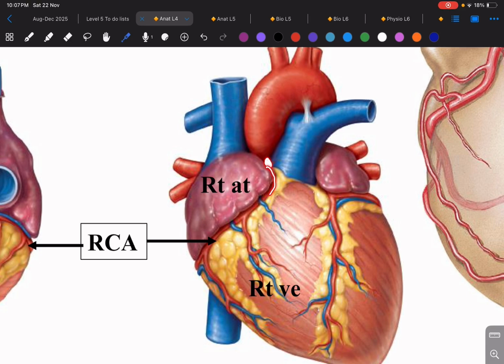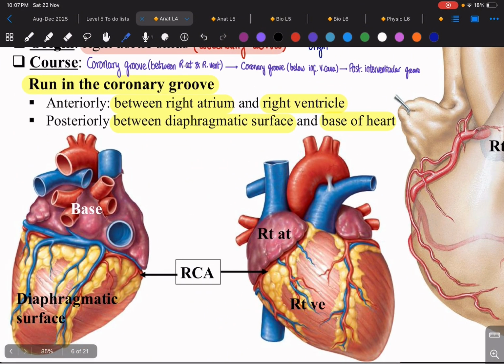So it comes here, it goes in the groove. Okay? Once it goes here in the groove, it's going to be between the right atrium and the right ventricle. Right? So this is the first part. Then it continues here and goes to the posterior surface. So imagine this as a 3D diagram with me. Imagine the anterior surface, it goes in the groove between the right atrium and the right ventricle, and then it goes to the posterior surface. Meaning we flipped the heart from behind. So this is the posterior surface.